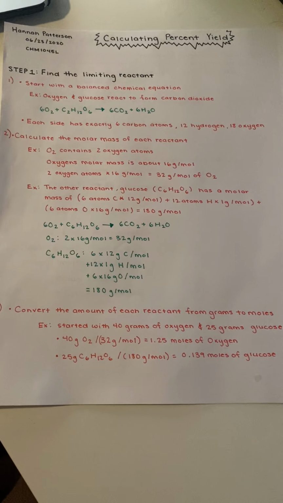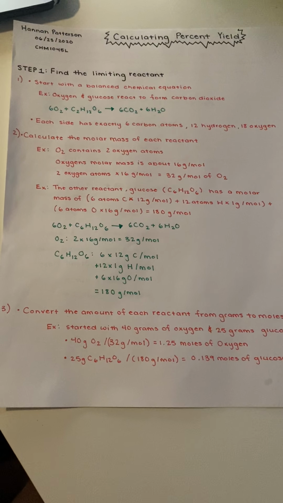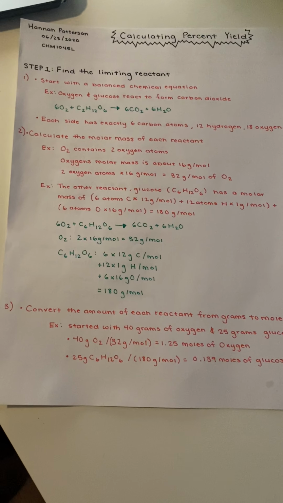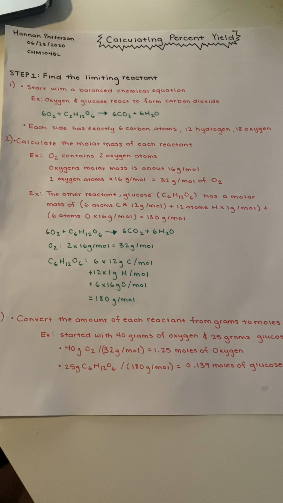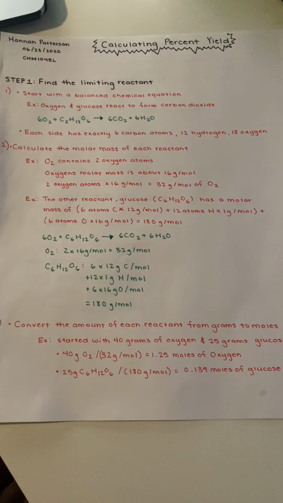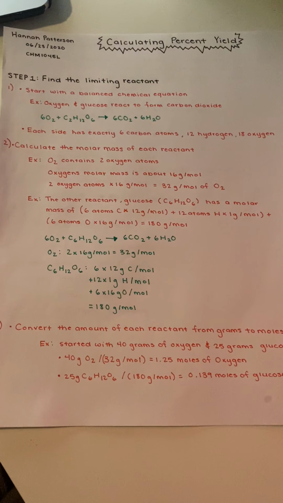From Experiment 6, I'm going to be explaining and demonstrating with my work on the paper how to calculate percent yield. So first, the first part, we need to find our limiting reactant. So we need to start with some kind of balanced equation. For my example, I chose oxygen and glucose reacting to form carbon dioxide. So in the green up there, you can see my balanced chemical equation.